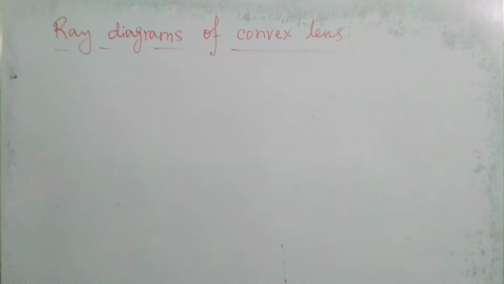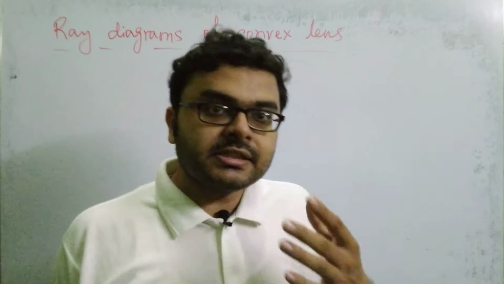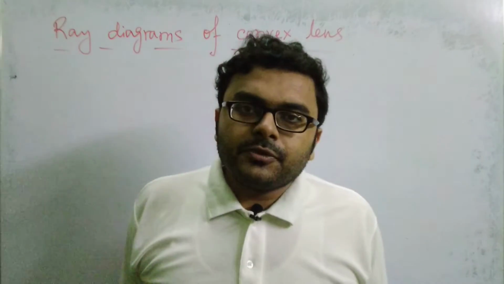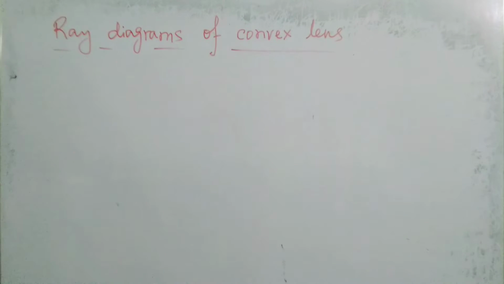So let us talk about the various ray diagrams of convex lens. First of all, I think you have watched the previous video and remember that we require at least two rays in order to determine the position and nature of the image. Considering those two rays, I have discussed which two rays we can take while drawing the ray diagrams.